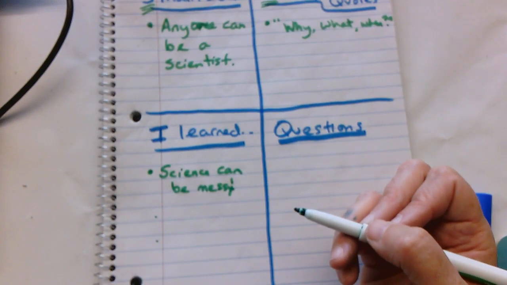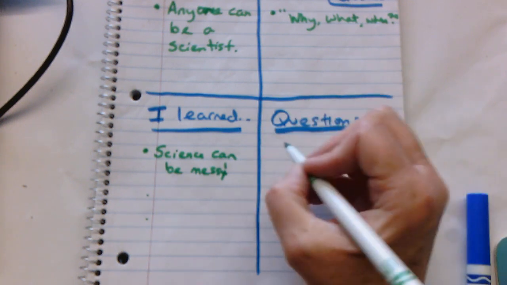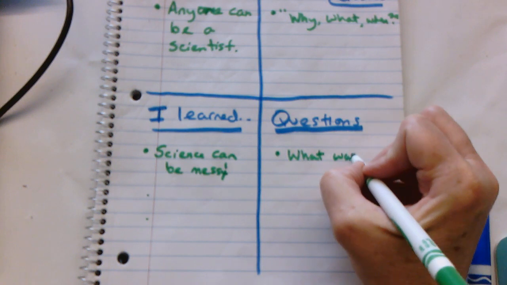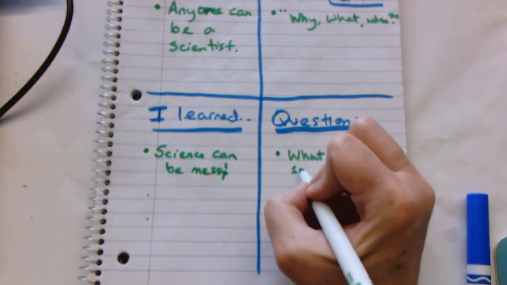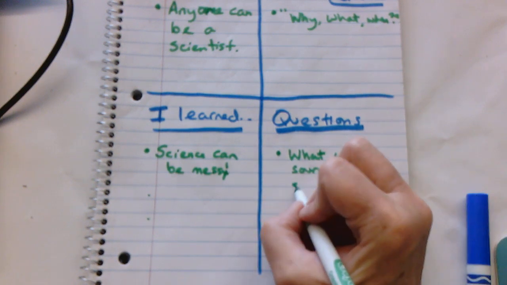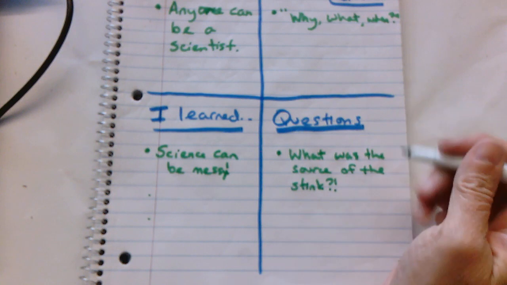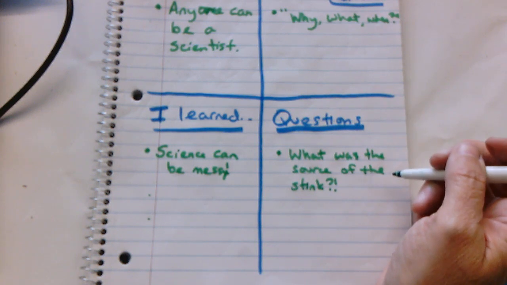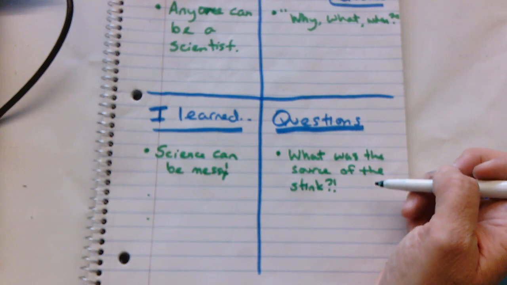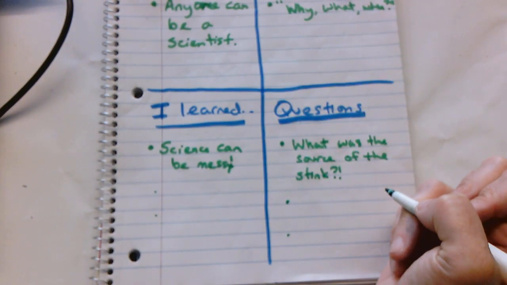Questions that you have. I know some of you were saying, Ms. Kelly, how can we have a question about a picture book? Well, I've got a question. What was the source of the stink? If you pay really close attention, this question is answered in the book. But this is a question that you might have. Did you figure it out? Do you know what the source of the stink was? And then any other questions that you might have.